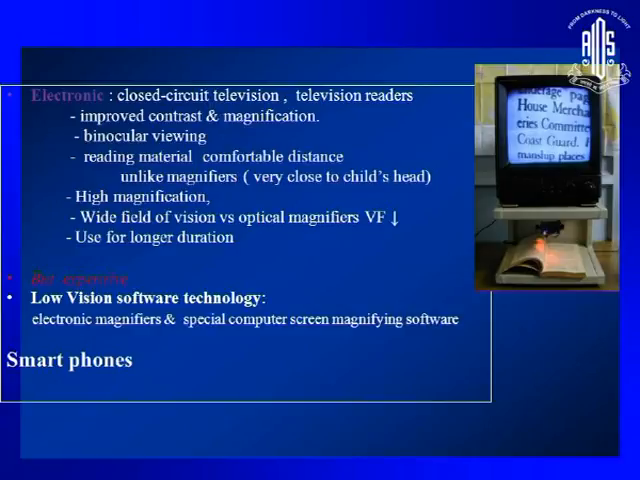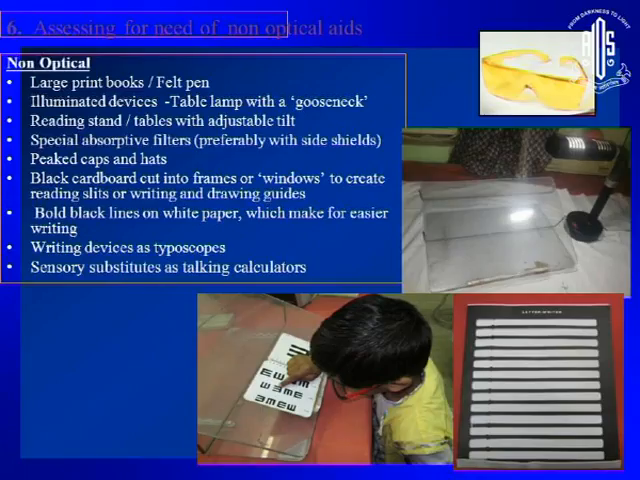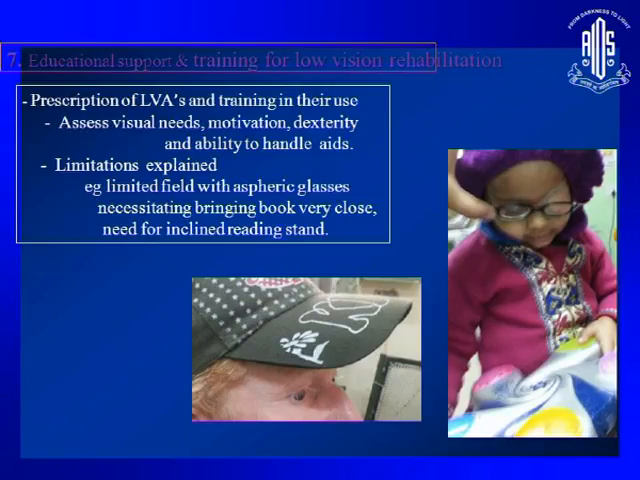And you have the other non-optical aids. It's always better to give a complete prescription. It's not enough just to prescribe only the optical aid. Always try to prescribe or recommend some of these large print books, these letter writing guides. All this will help the children. The bold tip pens also have to be explained to the children, along with the prescription of low vision aids and training in their use. So it all depends upon their visual needs.